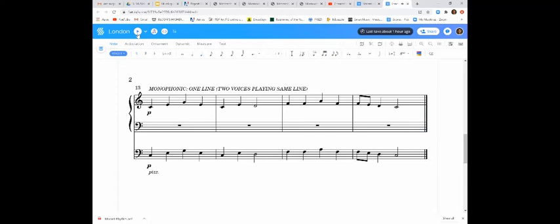And there you have it. The three different textures in one piece. You hear how, even if it's the same melody, it really does make a song sound different.